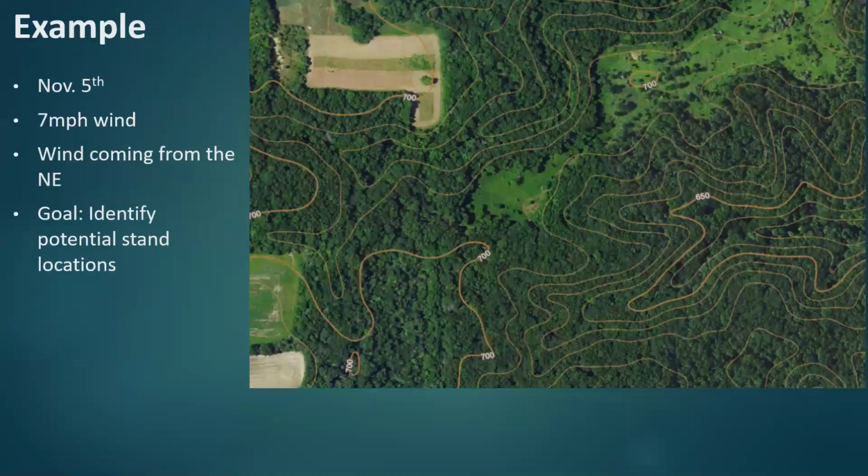And so now we're going to close out with a little example. So let's say we're hunting November 5th. This is kind of that early November, rut is really starting to kick off. They're not necessarily in the tending phase. There is probably some does that are in estrus.